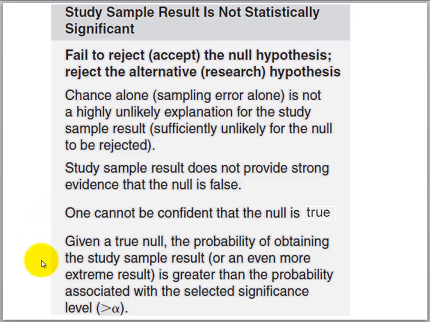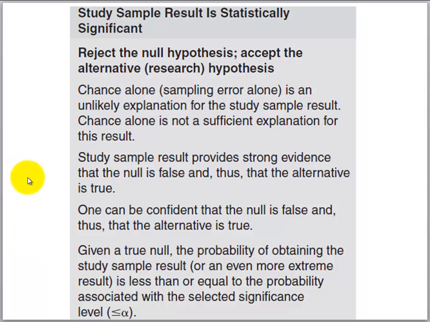And then finally, let me just read our formal conclusion, which was the first one that we encountered. So, given a true null, the probability of obtaining the study sample result, or an even more extreme result, is greater than the probability associated with the selected significance level, that is, with alpha.